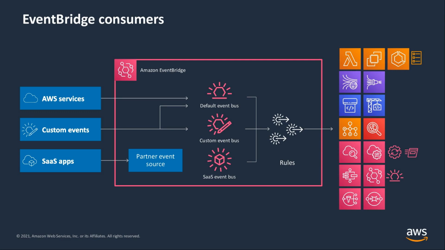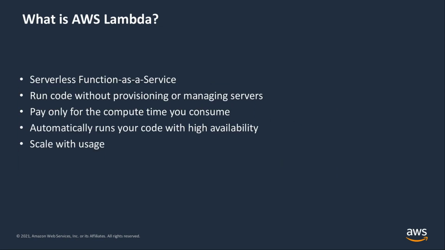Targets can be EC2 instances, Lambda functions, Kinesis streams, ECS tasks, Step Functions state machines, SNS topics, SQS queues, and so on and so on. We learned that a target will receive an event in JSON format. And what we're going to cover in this section is just a focus on Lambda targets for EventBridge events and how to process and consume those.